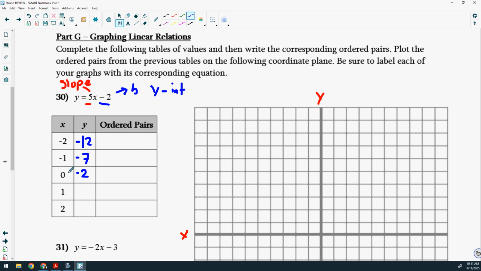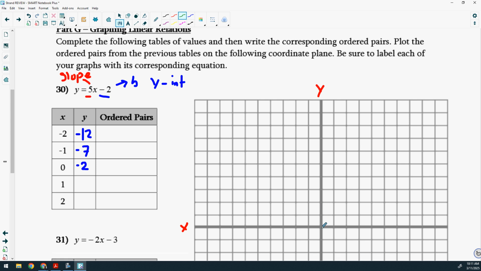And I forgot to mention this as well. Our b value, or our y-intercept, is where our line touches at the y-axis. I did say that, but that's going to be where our x value is 0. So where our x value is 0, that's going to be our y-intercept. When x equals 1, our value of y is 3. When x equals 2, 5 times 2 minus 2, we get 8.